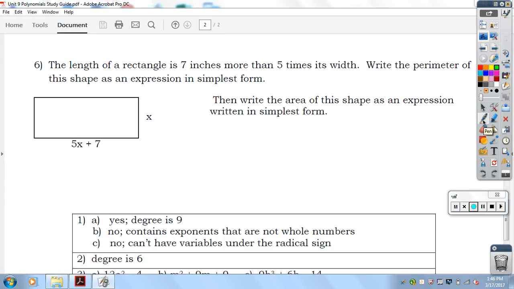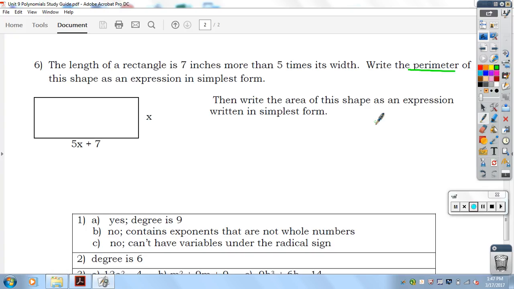Last question, number 6, shows a rectangle. Rectangle is important because now we know that opposite sides are congruent. The length is 7 more than 5 times its width. So this is my width, x, and the length is 7 more than 5 times its width, 7 plus 5x. Write the perimeter of the shape as an expression.